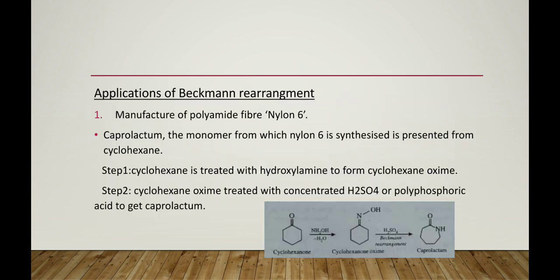Applications of the Beckmann rearrangement: manufacture of polyamide fiber, nylon 6. Caprolactam, the monomer from which nylon 6 is synthesized, is prepared from cyclohexanone. In the synthesis of caprolactam, cyclohexanone is treated with hydroxylamine to form cyclohexanone oxime, and cyclohexanone oxime is treated with concentrated H2SO4 or polyphosphoric acid to get caprolactam.